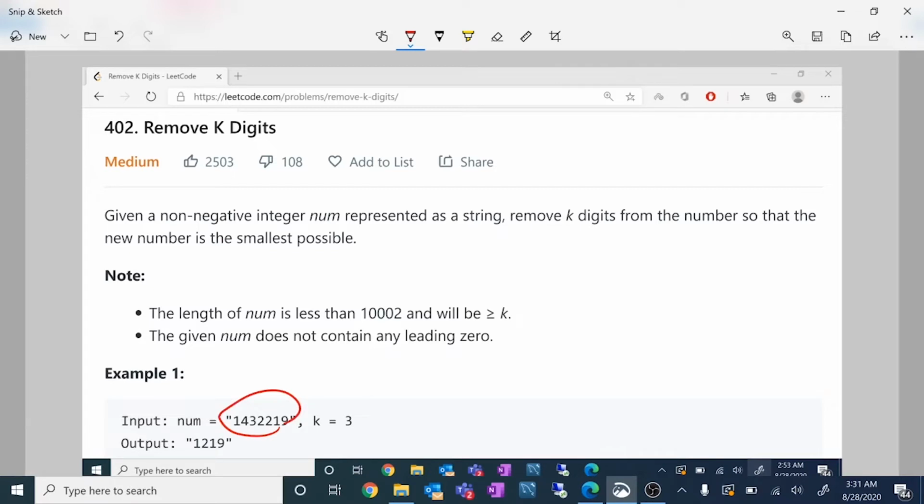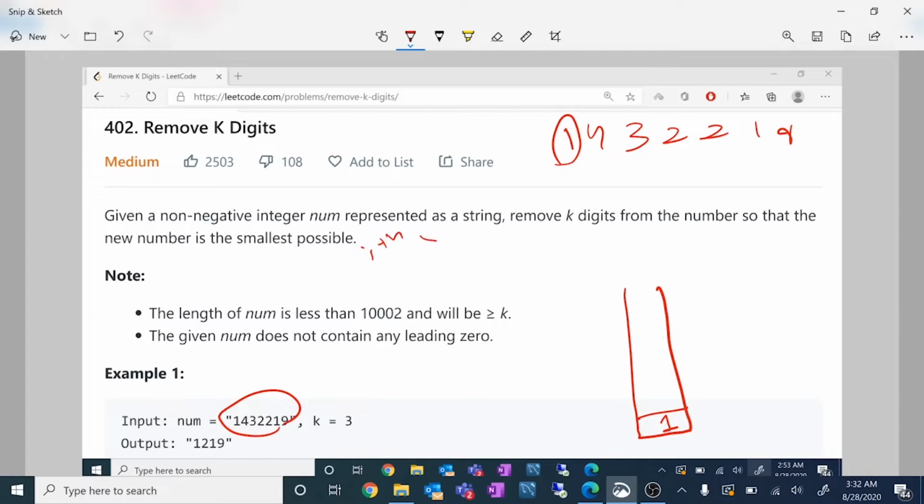And let's also discuss along with it the stack based approach. So you'll understand it in a single go, and pay attention here. Let me write down this number 1, 4, 3, 2, 2, 1, 9, and let's take this stack. I push my first digit into the stack. I've pushed 1 into the stack. Now, what was my condition? Ith digit greater than the (i+1)th digit. I'll modify this in accordance with my approach.